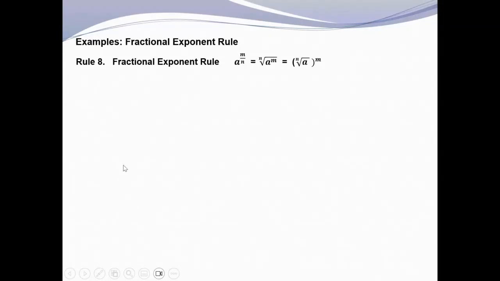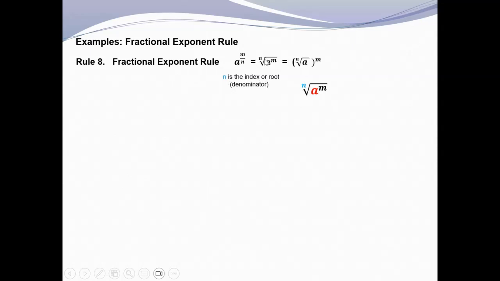Now comes rule number 8, which is the last rule, the fractional exponent rule. If you have a to the power of m divided by n, the n becomes your index, and the a is the radicand, and the m becomes your exponent, right? I mean, the m becomes the power. Again, here's what everything means.